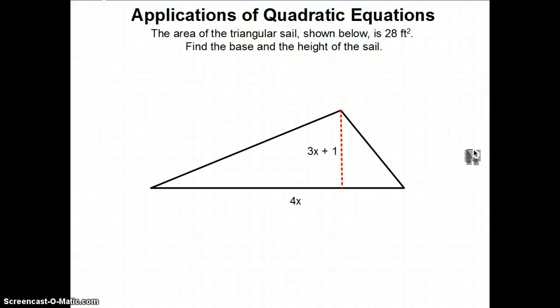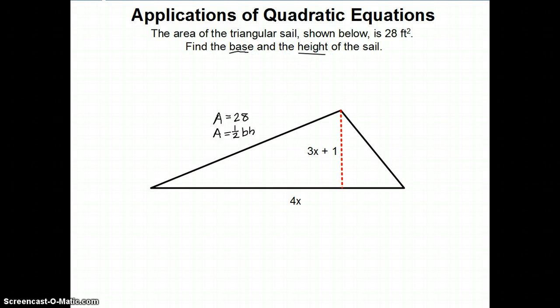The area of the triangular sail shown in the picture below is 28. I'm going to go ahead and make a note of that, the area being 28 square feet. And also, I'm going to make a note that the area of a triangle is 1/2 the base times the height. We are asked to find the base and the height of the sail.